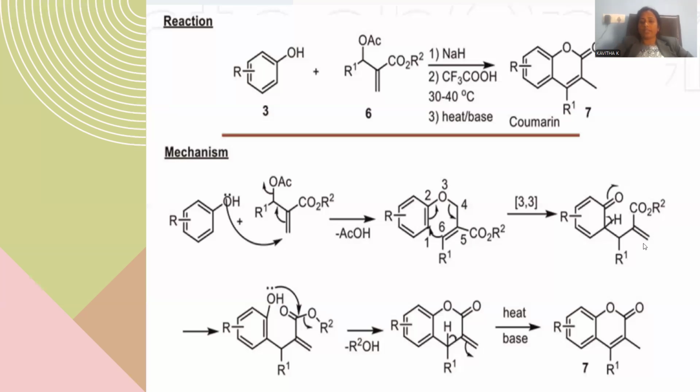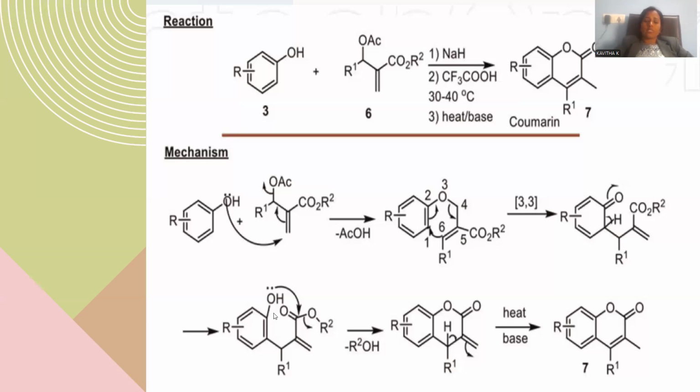COOR remains as such, and the sixth carbon has an alkyl side chain. The alkyl side chain remains. Between the first and sixth carbon, a new bond formation is noticed. This is the way the new bond is located between the first and sixth carbon atoms. This is the way the compound is reshuffled by the 3,3 sigmatropic rearrangement process.